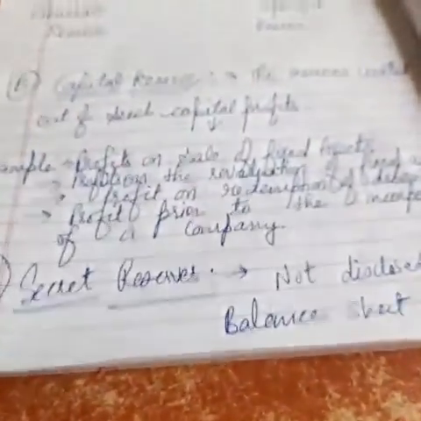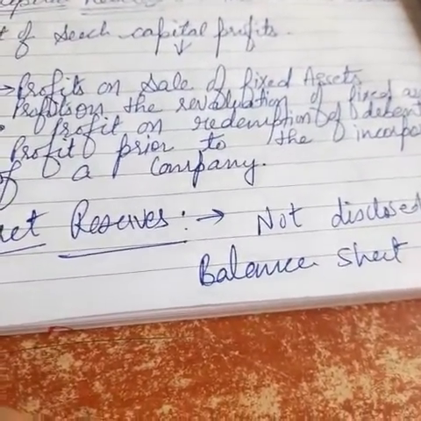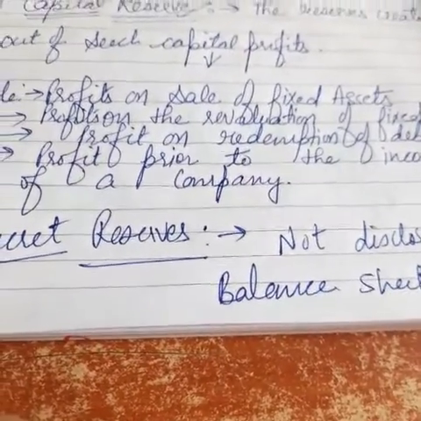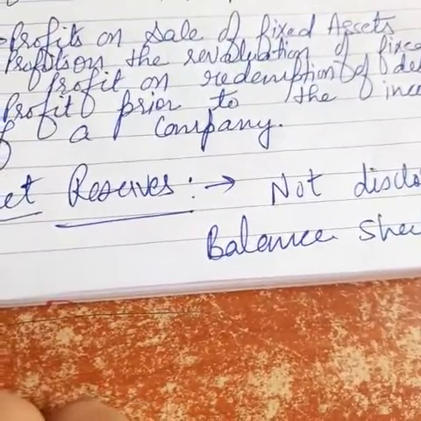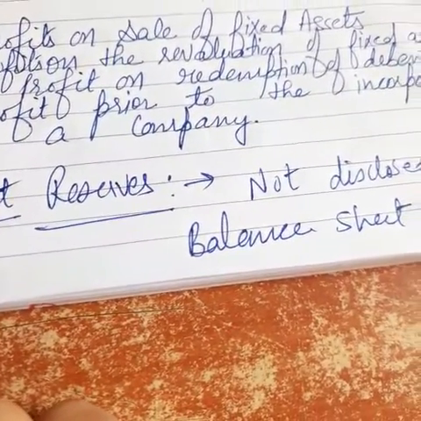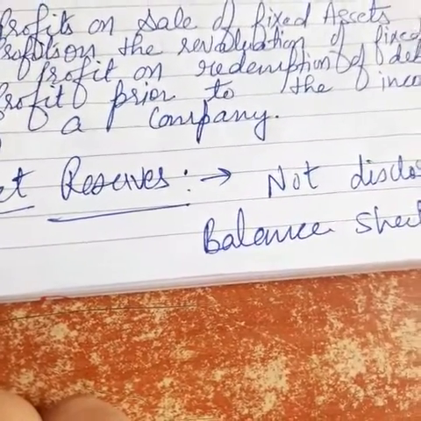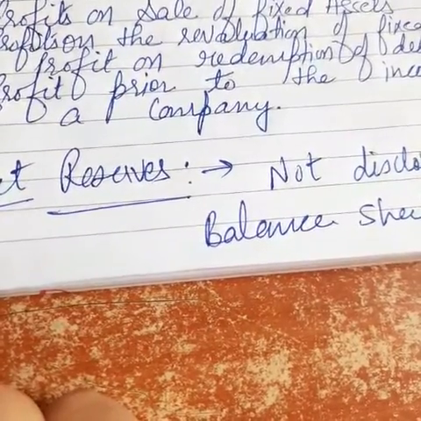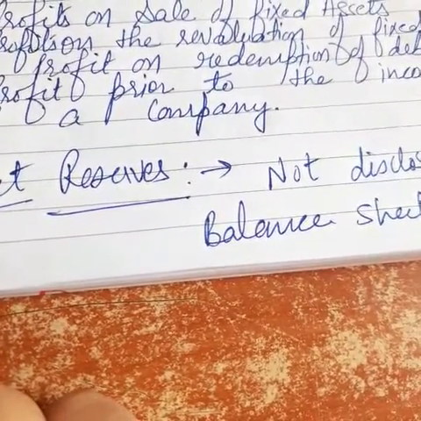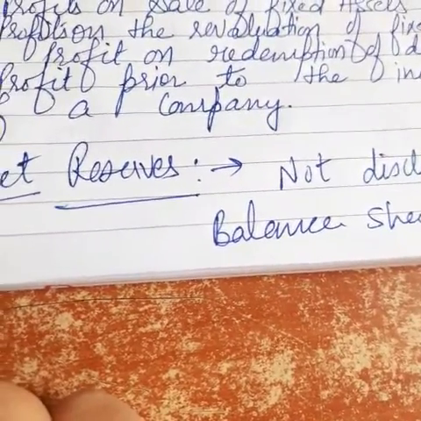So let's discuss this one. Secret reserves are those reserves which are not disclosed in the balance sheet. See students, these reserves are created by showing profit much lower than the actual. Why does this happen? Because the company wants to show a better position of the company, right? So what the company does is show the profit at a much lower value, showing the assets in a lower figure and liabilities in a higher figure.